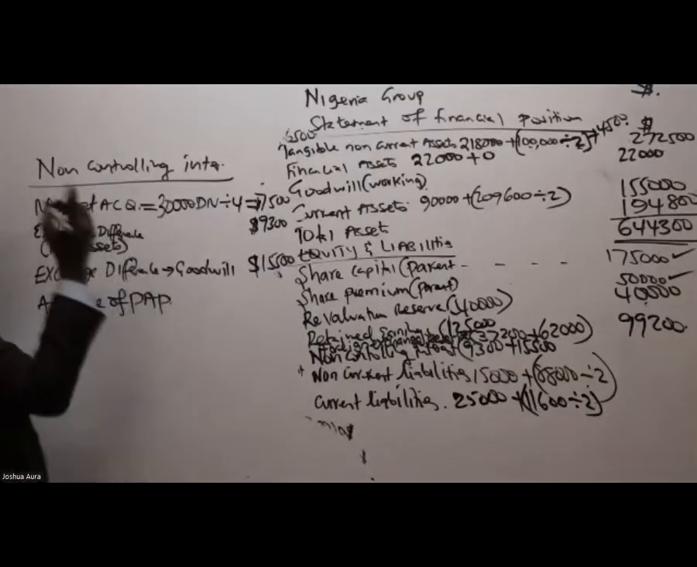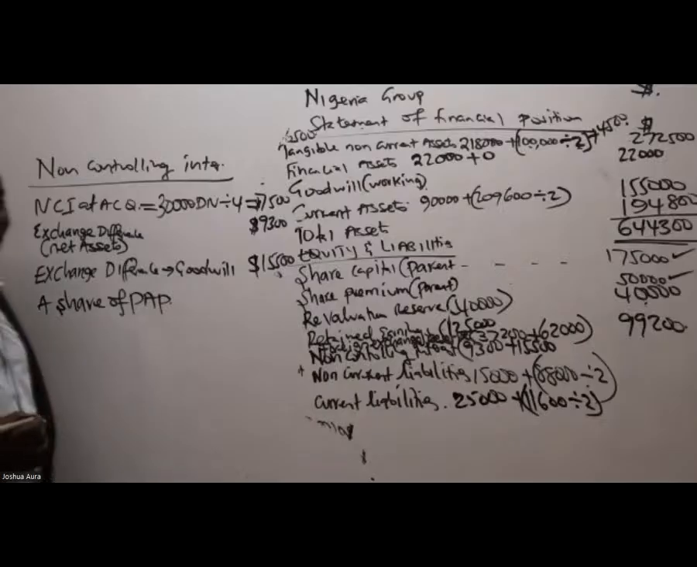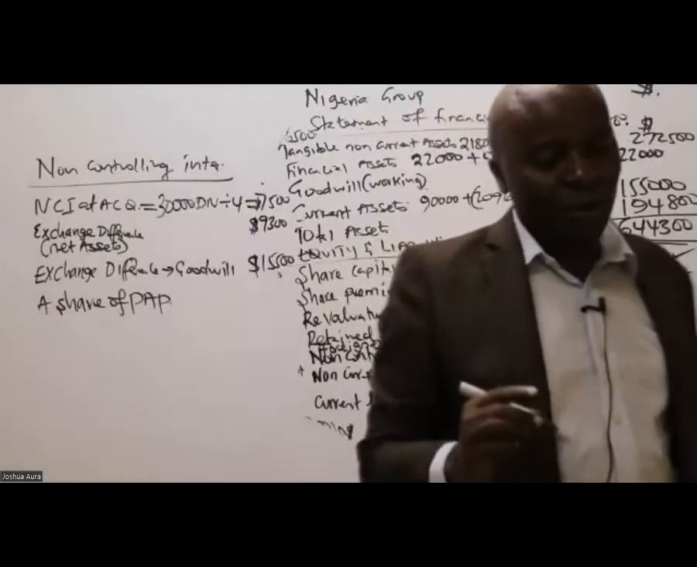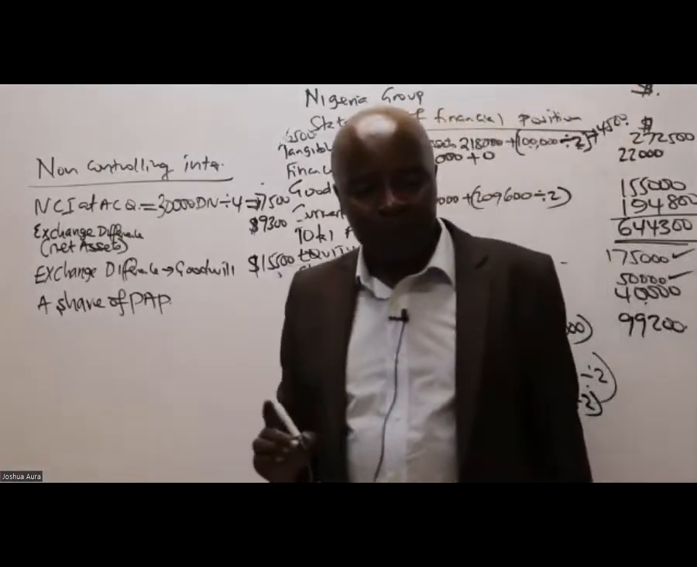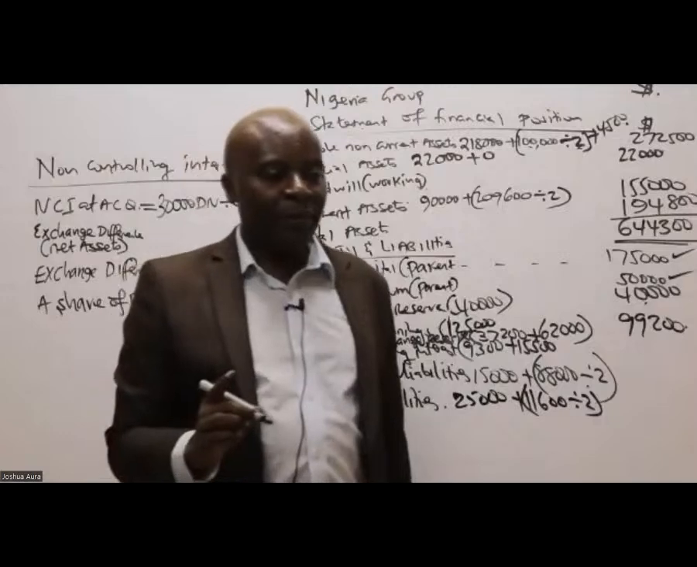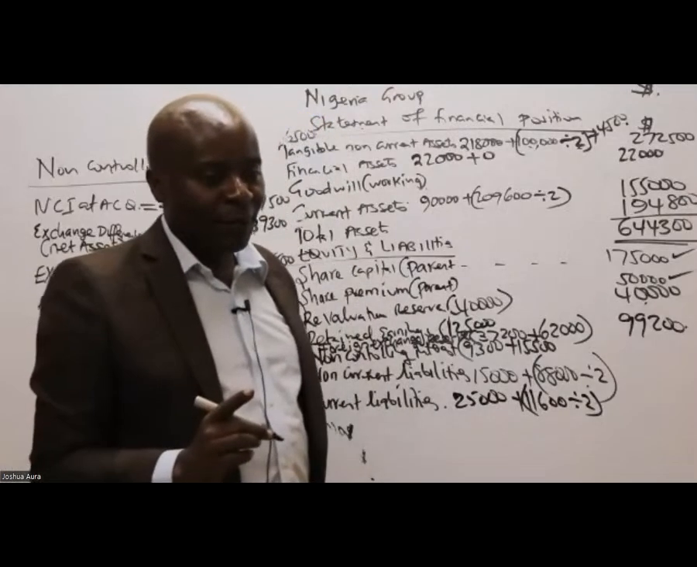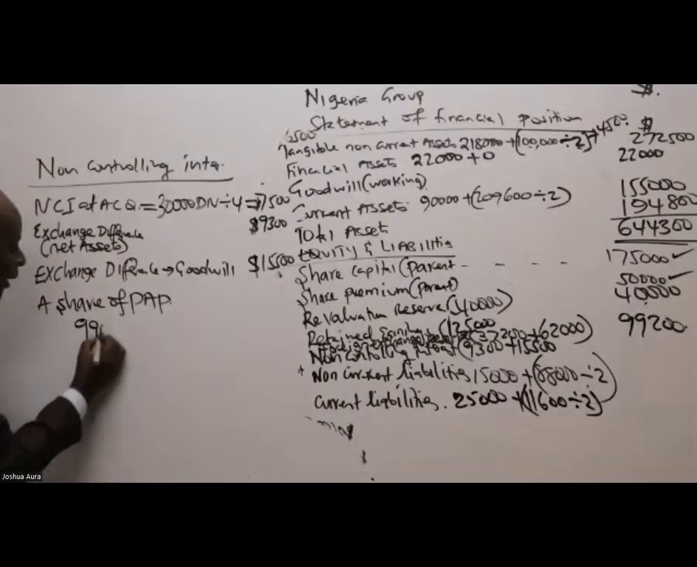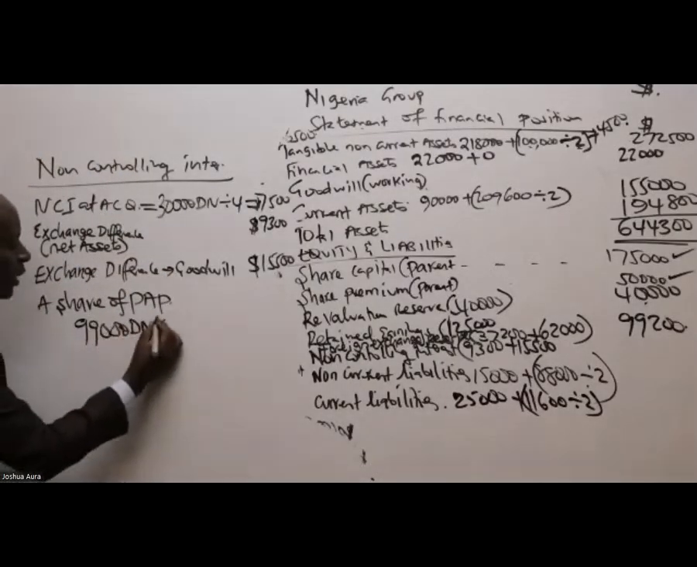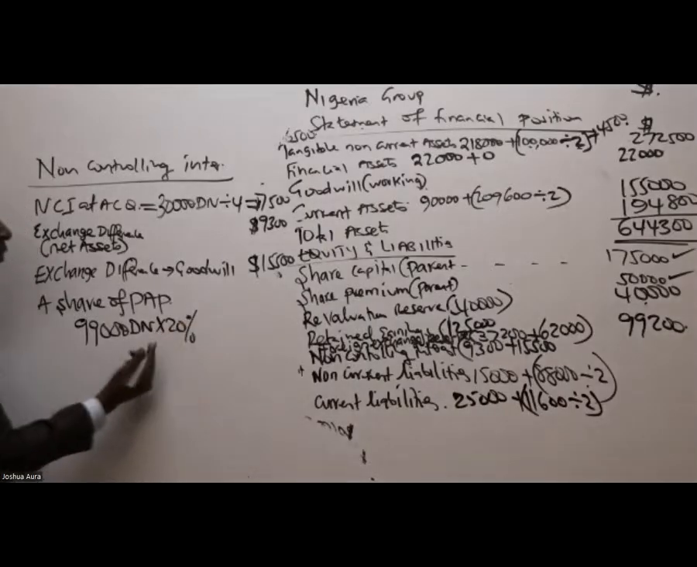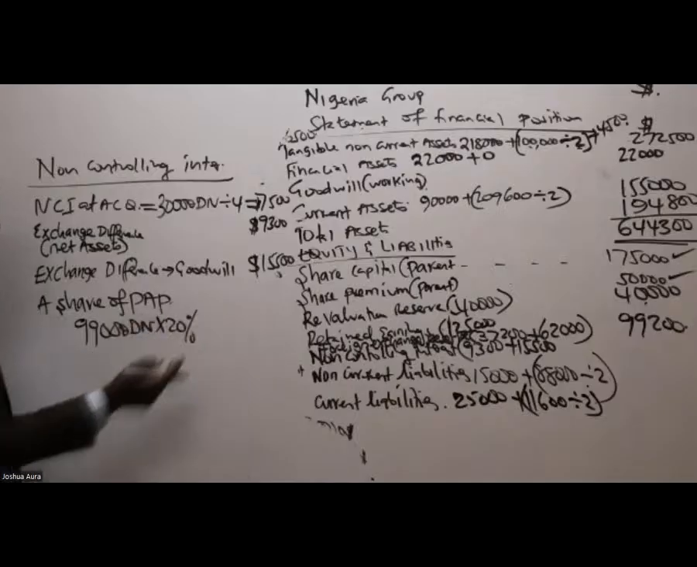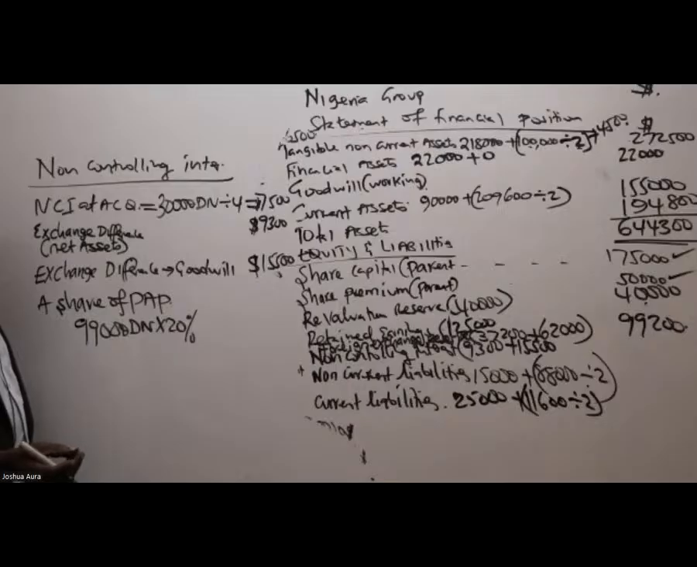Is there anybody who is able to remember our PARP figure? It was in DNs. Our PARP figure is 99,000 DNs. We are only giving them their share. But again, remember, this has to be retranslated to get into dollars.